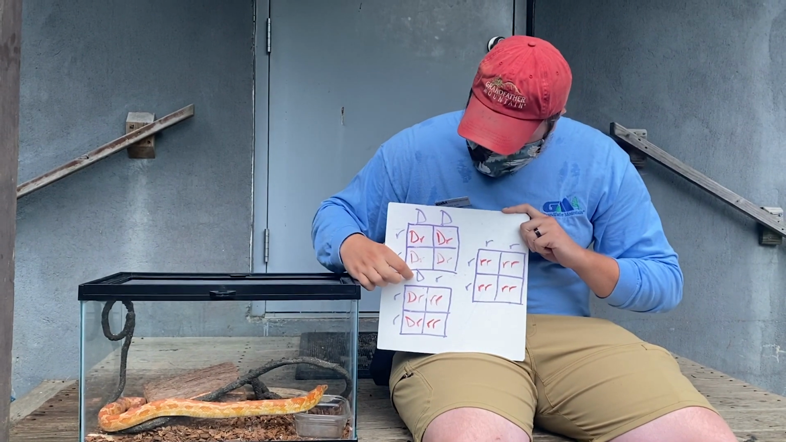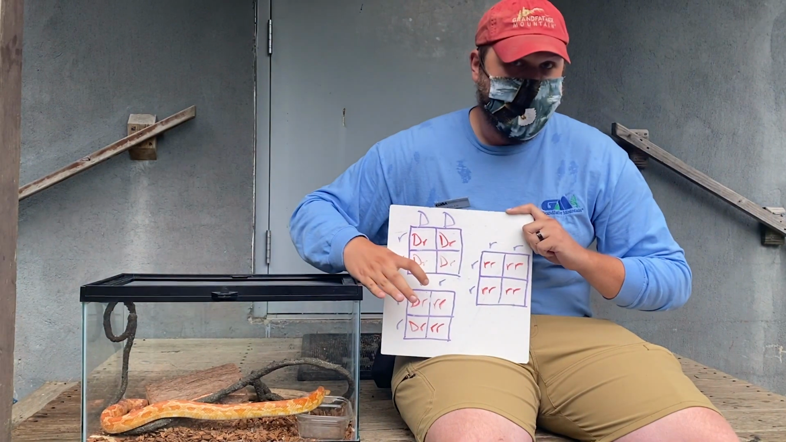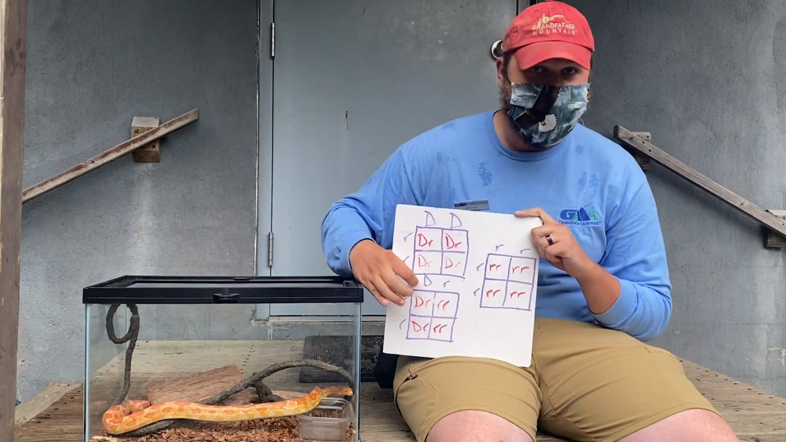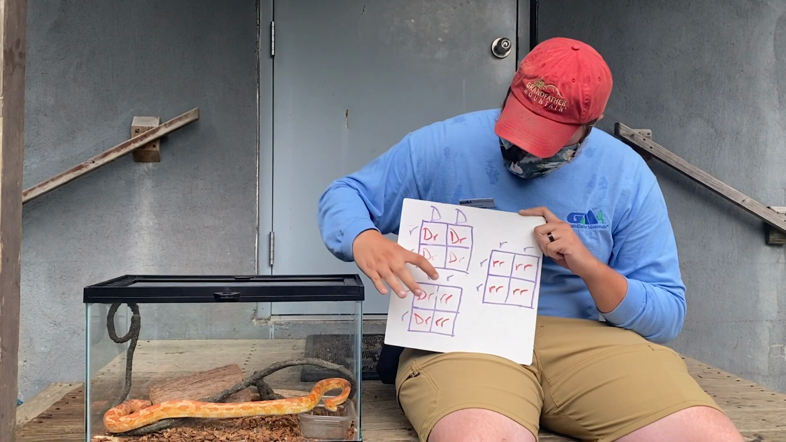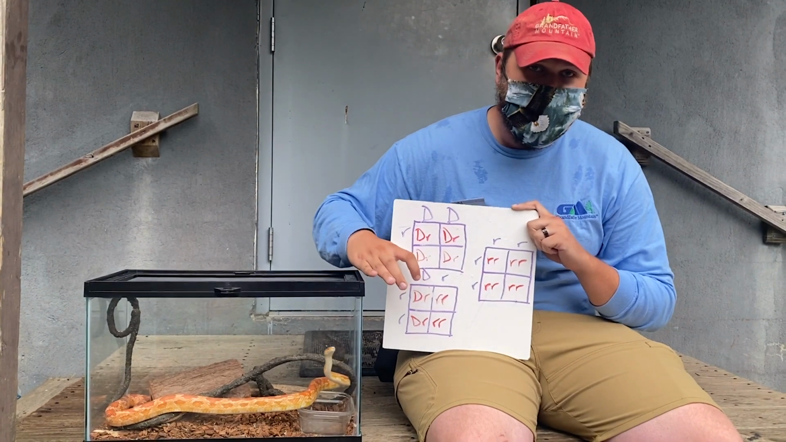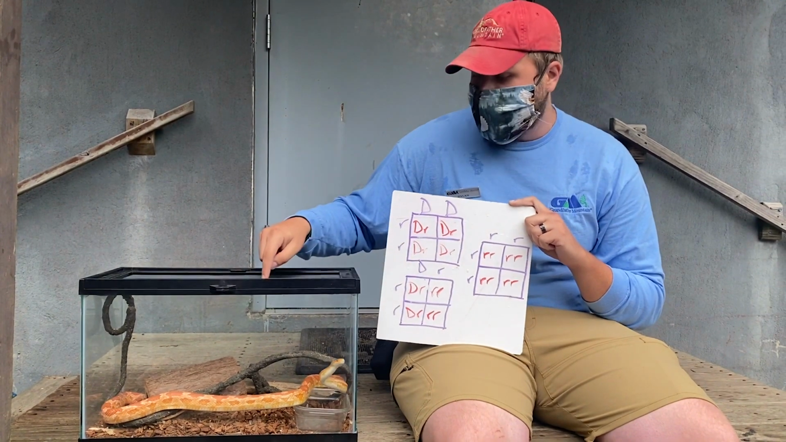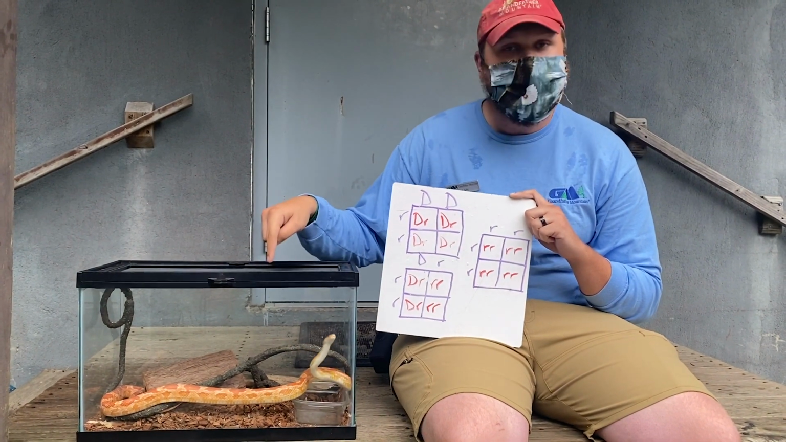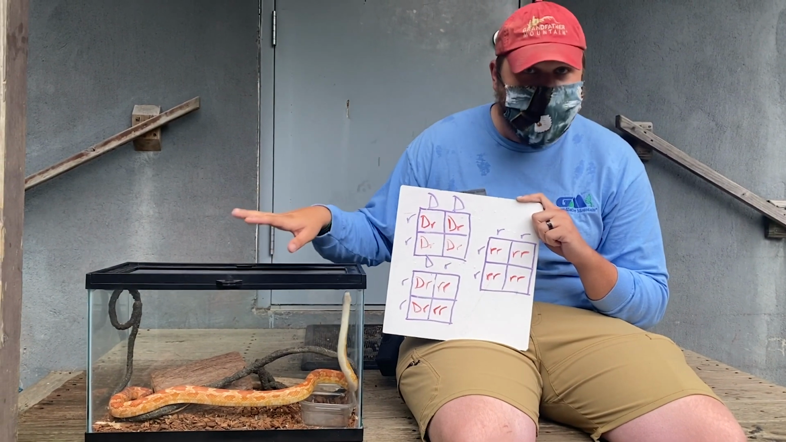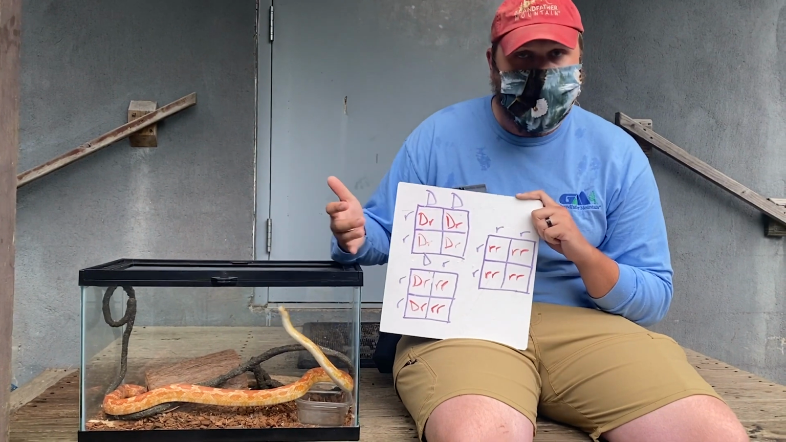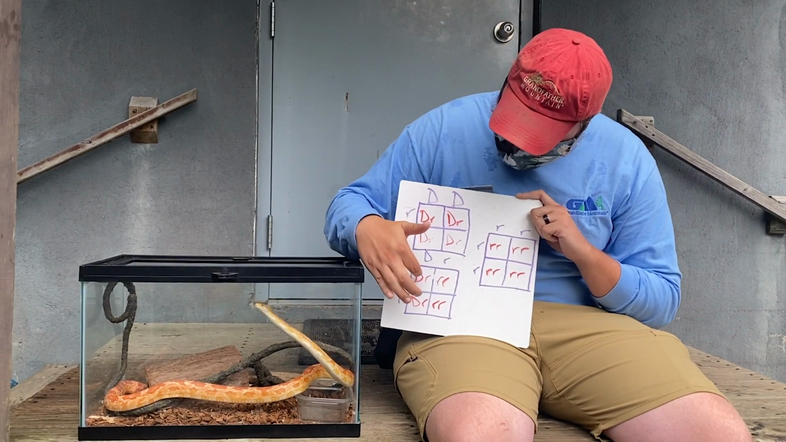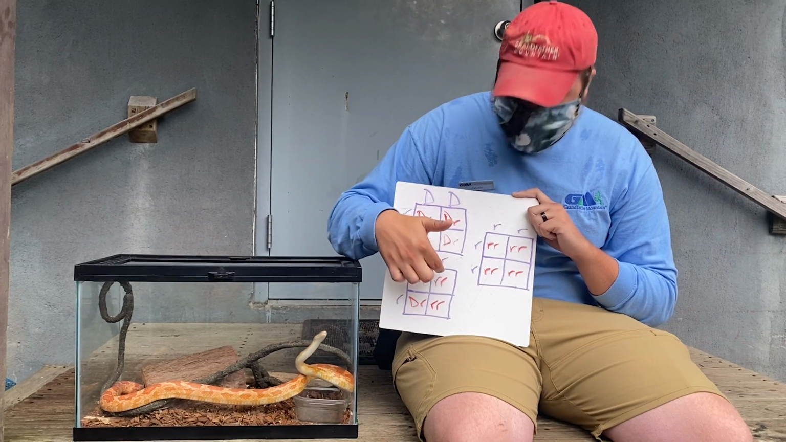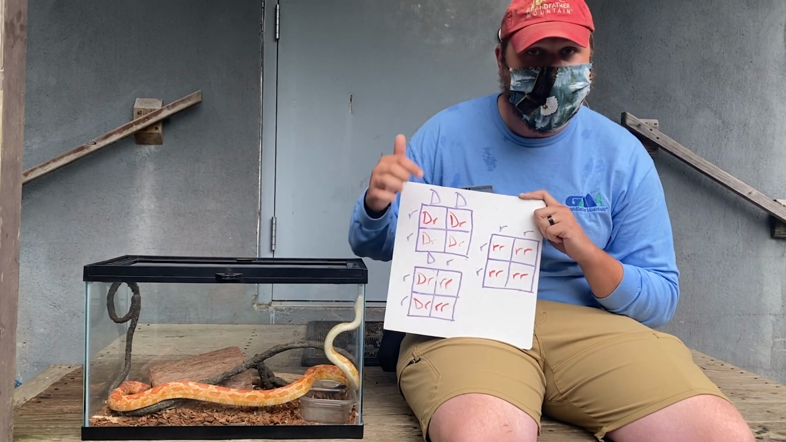Down here, we have big D and little r. And so this is going to be heterozygous dominant. And that means that there is a recessive gene hiding in there, but it's still not expressed. So the snake could still look like Sally, but it has the genes for Peaches hidden inside of them. So if you were to cross those two together, you'll still get these dominants right here, but you have a potential to get these recessive genes as well.